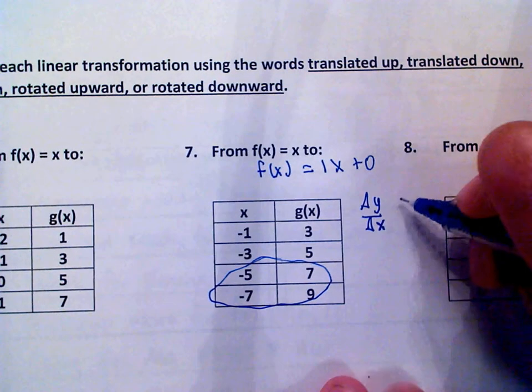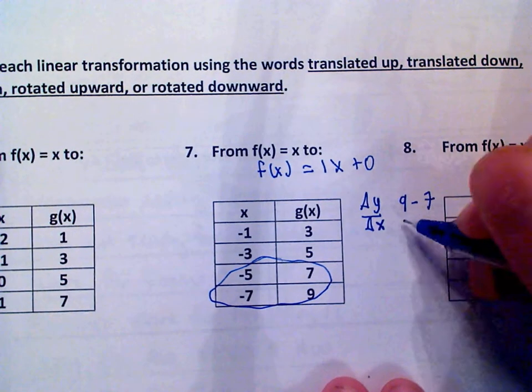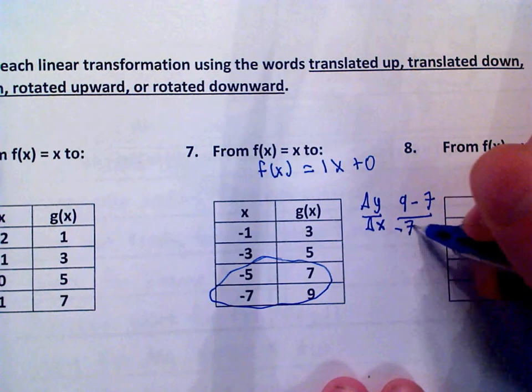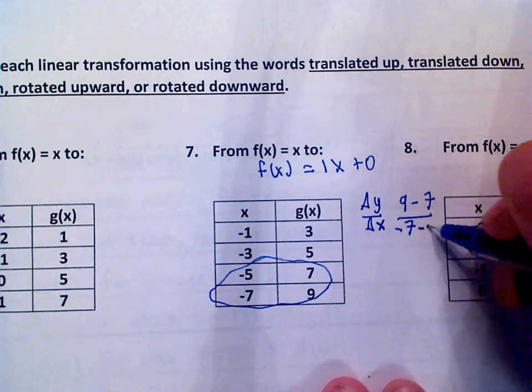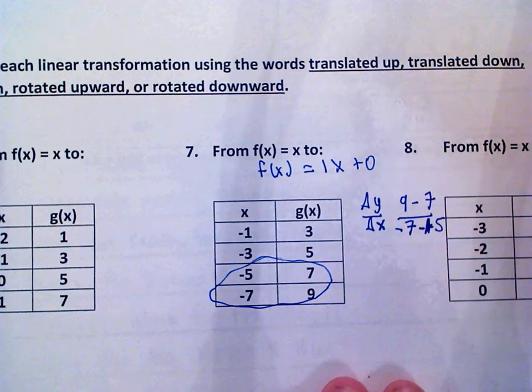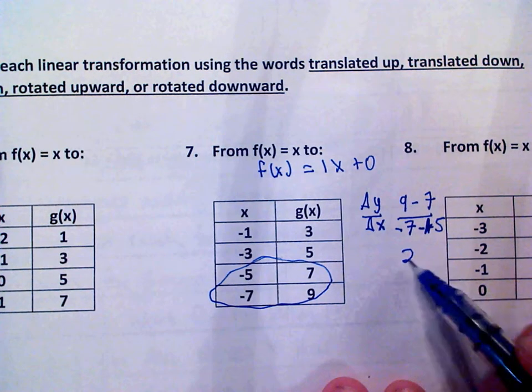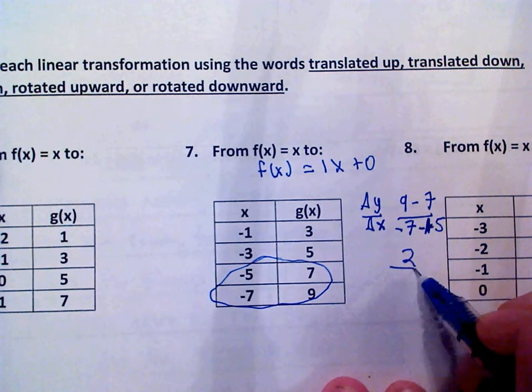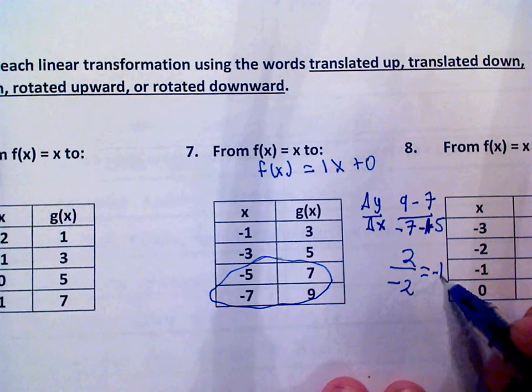So let's do 9 minus 7 and divide that by the change in x, which is negative 7 minus negative 5. So it's going to be plus. 9 minus 7 is 2, negative 7 plus 5 is negative 2. So our slope is negative 1.